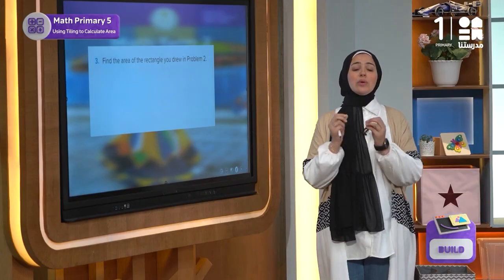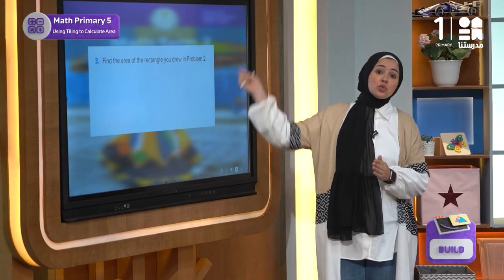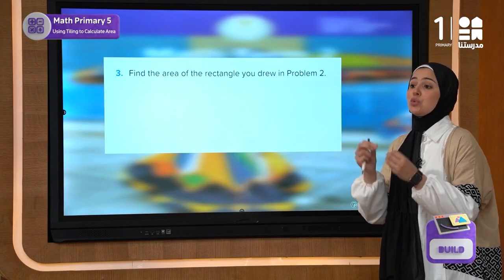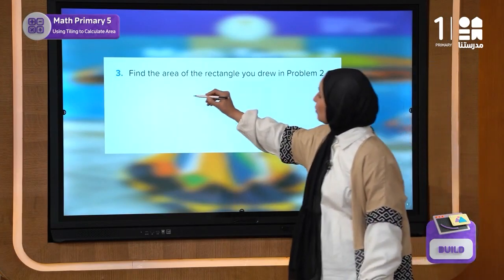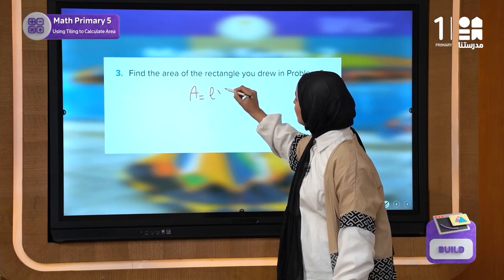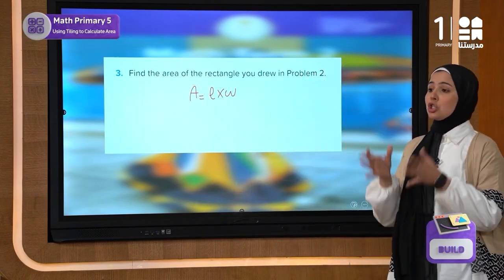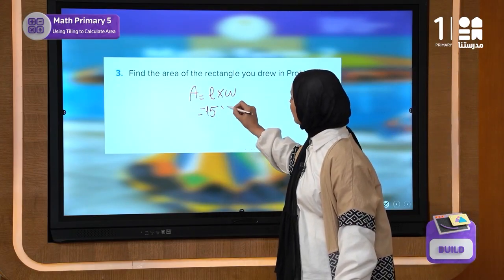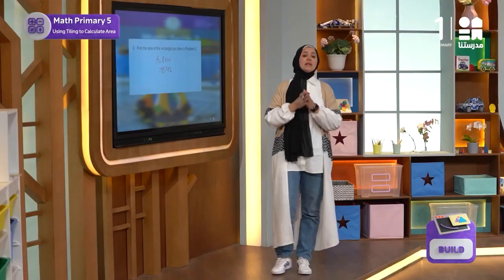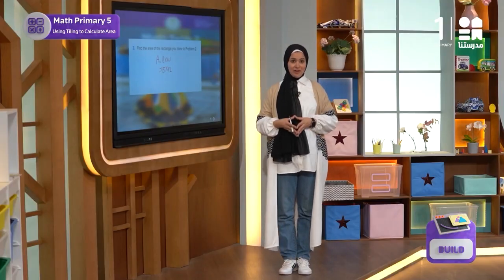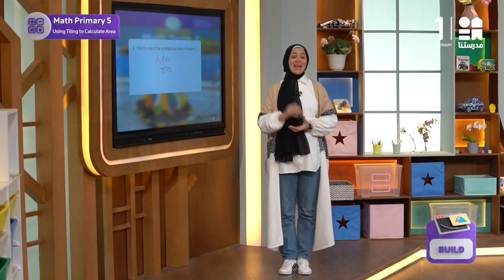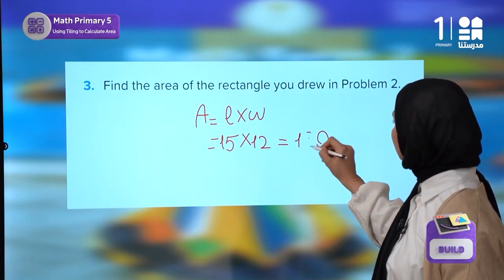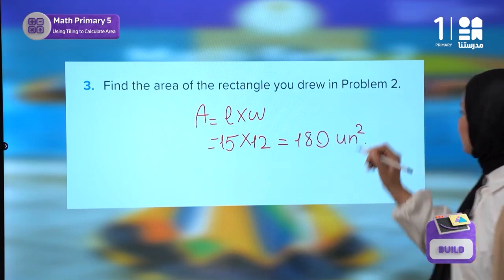What do we have? We're asked to find the area of the rectangle that we drew in problem 2. As we have mentioned, what was the area of the rectangle? Let's write it one more time. The area was equal to the length times the width. So what are we going to get? The length was 15 and the width was 12. Now, you can use any strategy that we have taken before to calculate the product. At the end, you have to get the same answer, which is 180 units squared, like that.